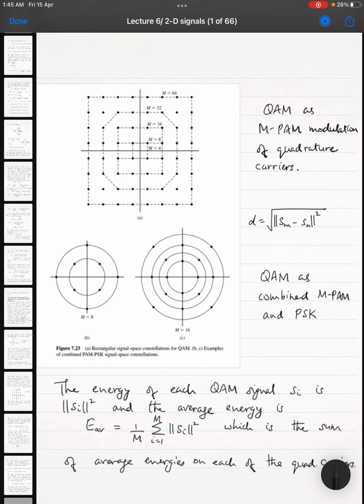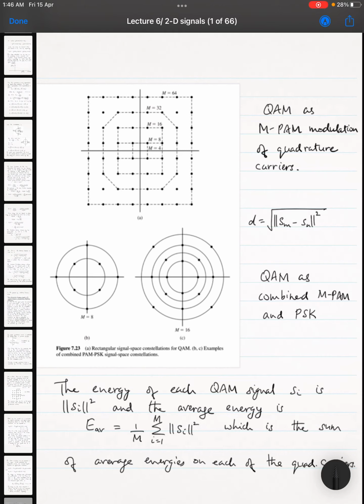And finally, a last point of observation is that we can calculate the energy of each of the signals, which is simply the square of the norm. And so the average energy of the signal will be the energy of each signal added together divided by the total number of signals, which is M signals. So that should give us the average energies of the QAM signals.